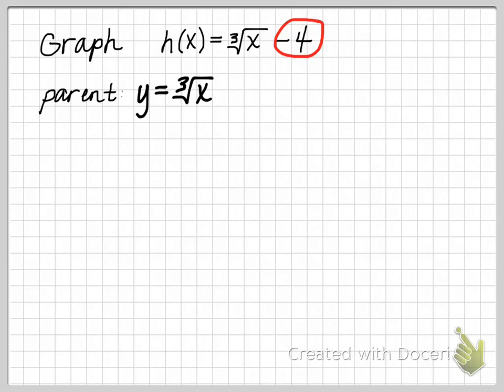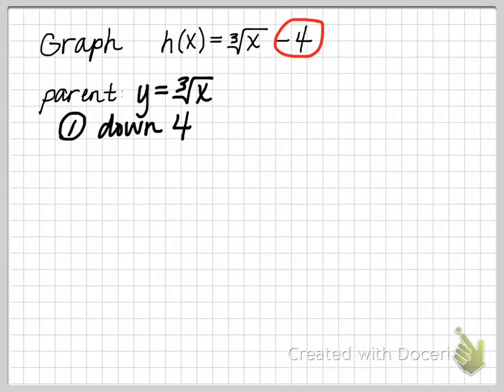And then the subtraction of 4, the minus 4, is going to cause a transformation. So we have a parent function and we have our transformation. Because the minus 4 is outside of the parent function, this means we're taking our y values and subtracting 4. So every y value is going to be 4 less than it was before, and that's going to graphically cause the function to shift down 4. So we've identified our parent and our transformation.